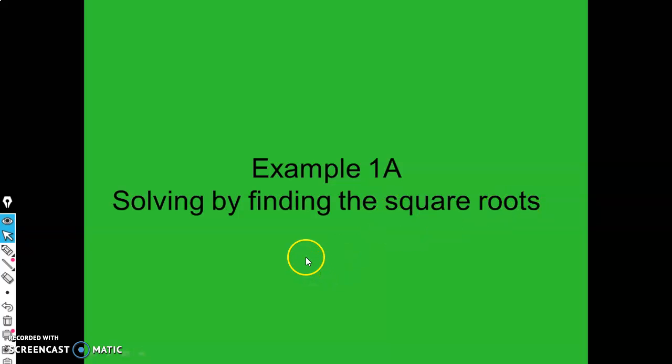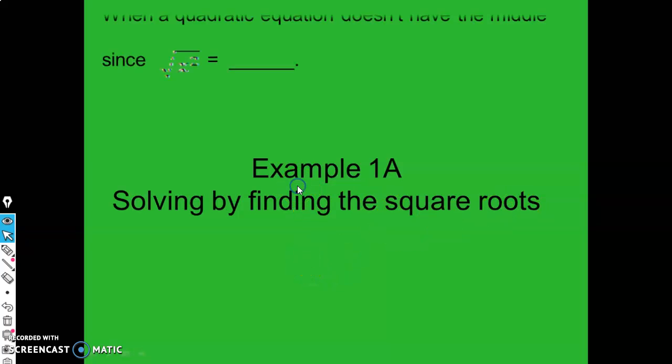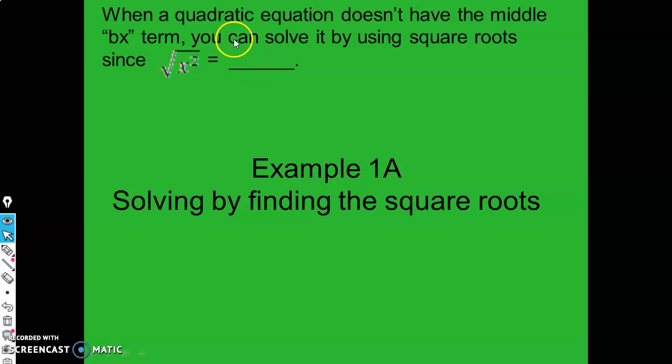This is something that you might not have done for a while, but here we have a quadratic equation. A quadratic equation is just an equation with x squared. To solve a quadratic equation, if there is no linear term, in other words no bx term, you can solve it by taking the square root of both sides. Why? Because the square root of x squared is equal to x, and that helps to eliminate the square part that's on x.